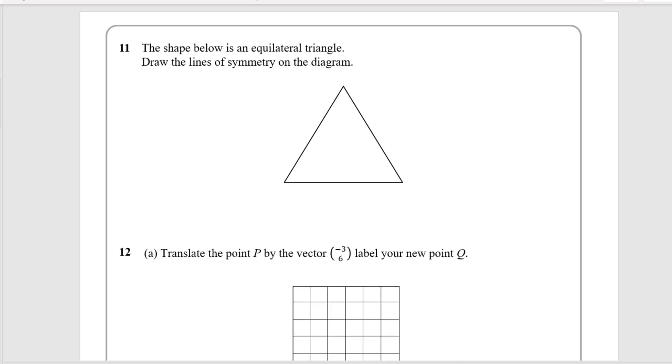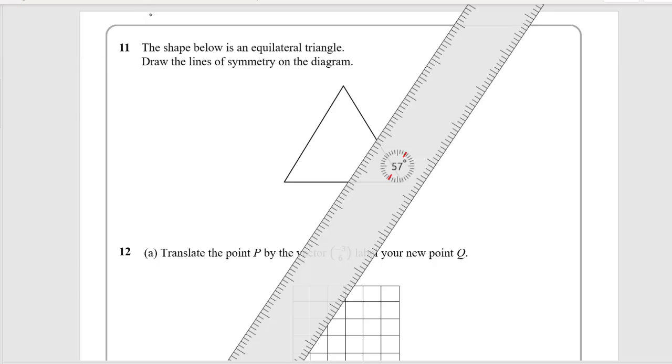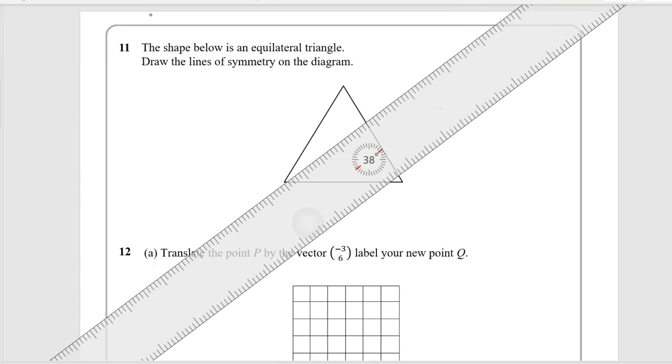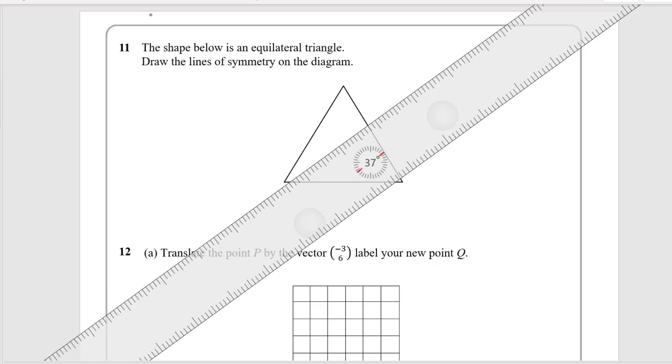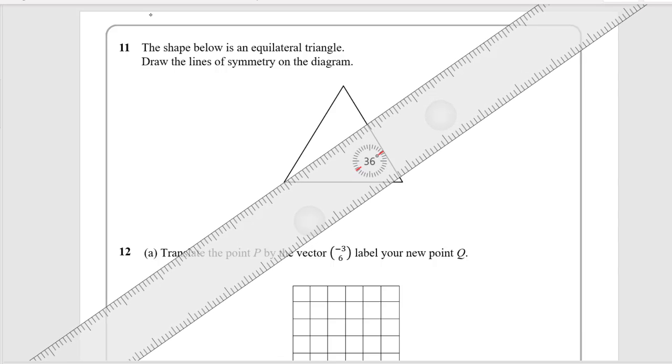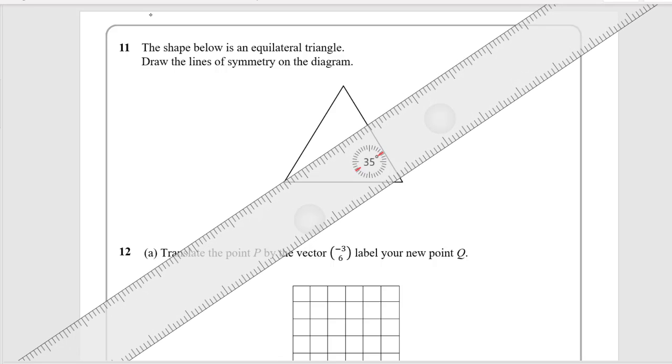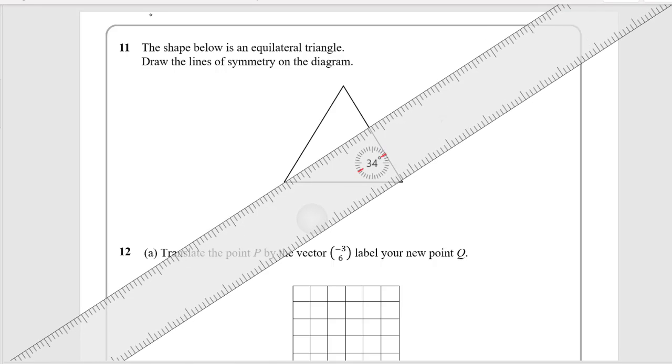So let's do this one first. The shape below is an equilateral triangle. Draw the lines of symmetry on the diagram. So lines of symmetry, equilateral. So we know it's going to have 3. So draw, use a ruler. Okay, so try and get to the middle as possible.